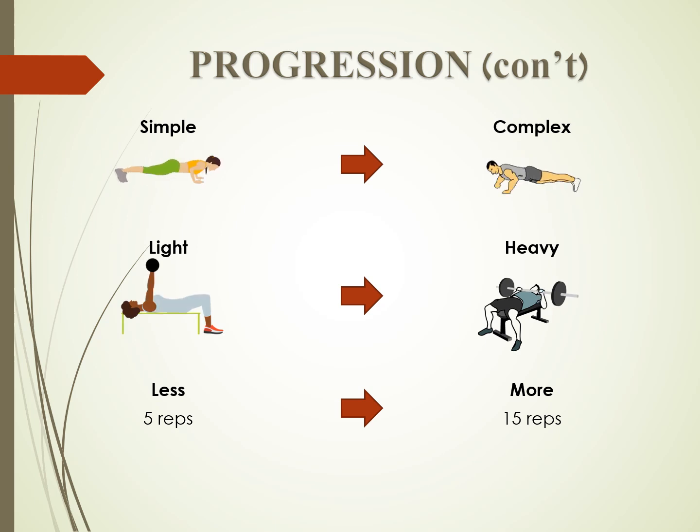And then the last one is from less to more. Less here is referring to the repetition. How many repetitions that you perform? So from 5 repetitions, you progress to perform 15 repetitions. Okay, it can be more, depends on you. But this is called as a progression from less to more.